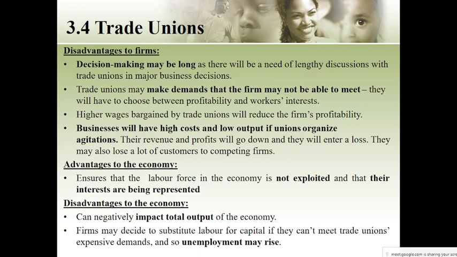The last one is, look, what we discussed so far: we discussed trade unions, how they can be beneficial for the workers and how they cannot be beneficial for the workers. Other one, how it can be beneficial for the firms and how it cannot be beneficial for the firms. Now the last thing, how it can be beneficial for the economy and how it cannot be beneficial for the economy. Okay. The benefit to the economy: ensure that the labor force in the economy is not exploited and that their interests are being represented.